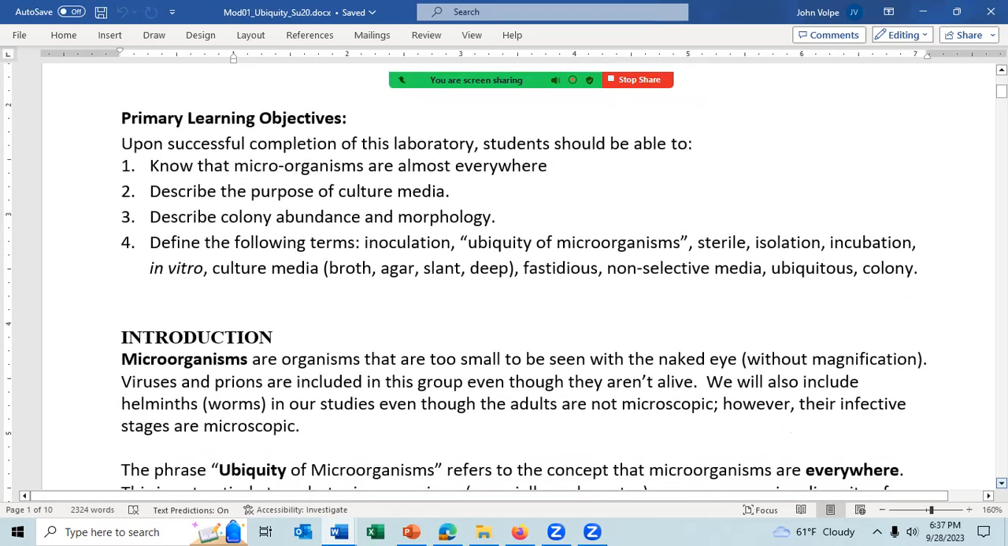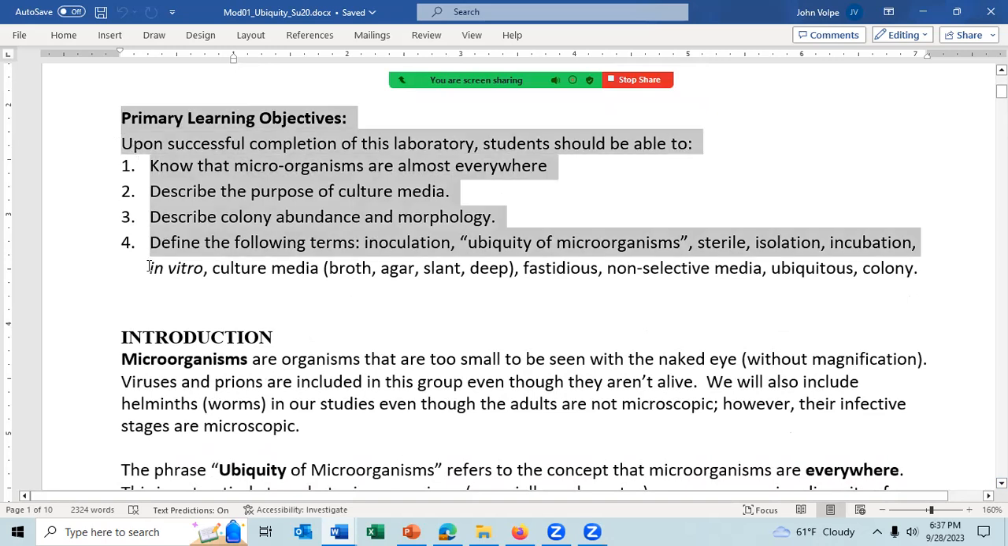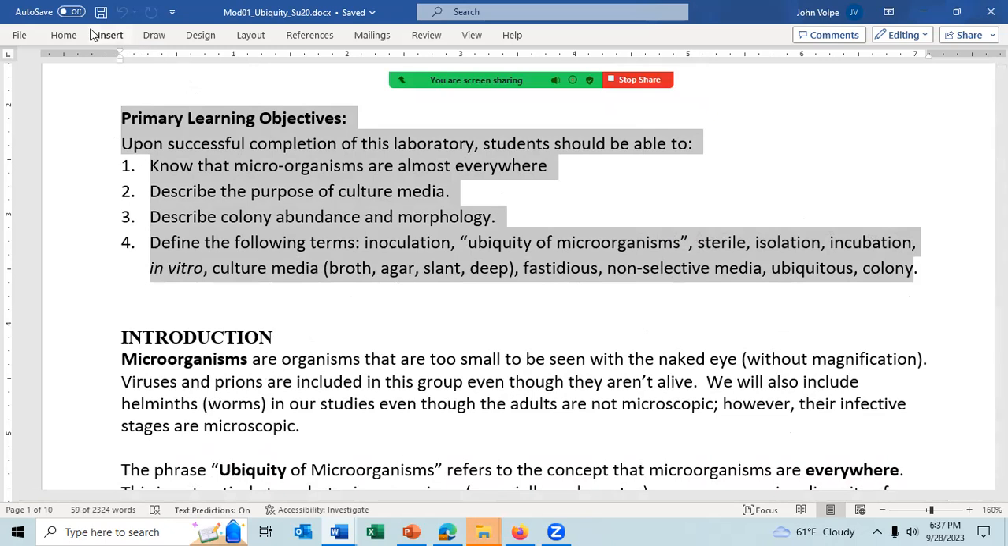There will be some supplemental material like video clips in this lab module. The learning objectives. Upon successful completion of this lab, students should be able to know that microorganisms are almost everywhere, be able to describe the purpose of culture media, and describe what colony abundance is and colony morphology. You should also be able to define the terms used in this lab. Any question about any of that?